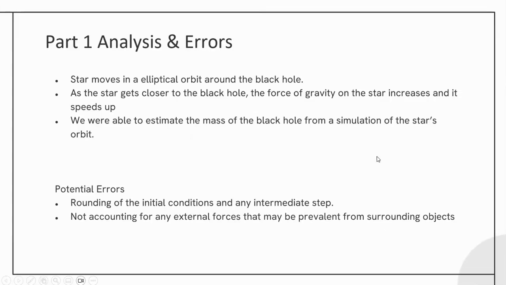Now for the discussion for part 1, we saw that the star moved in an elliptical orbit around the black hole, and as the star got closer to the black hole, the force of gravity on the star increased and it sped up, and we're able to estimate the mass of the black hole from that simulation of the star's orbit. And some potential errors could be rounding of the initial conditions or any step along the way, also not accounting for any other external forces other than the black hole that may be prevalent from any objects that we didn't account for.